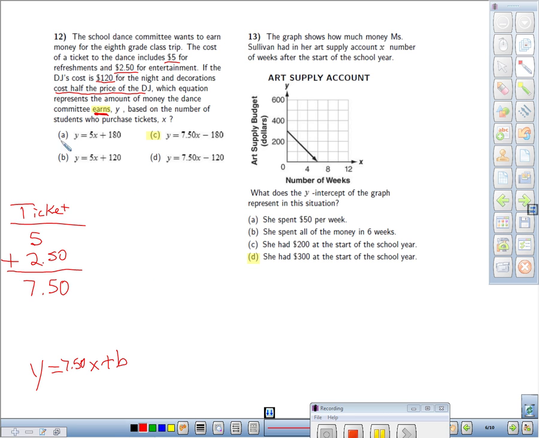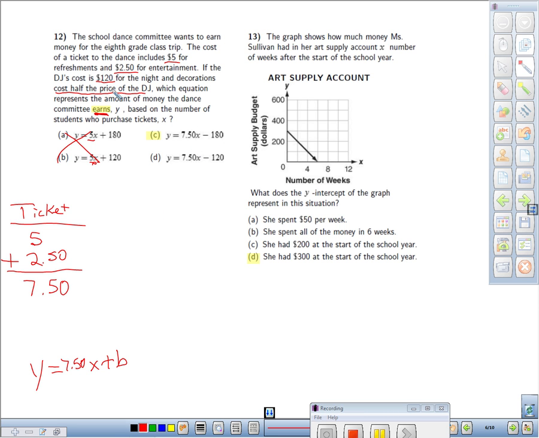Well, let's look. A has a slope of 5. B has a slope of 5. We don't have slopes of 5. We have a slope of 7.50. So that leaves C or D as our only option. Well, now we need to figure out the intercept, because notice the intercepts are different here. The slopes are the same. So at this point, you've got a 50-50 shot of guessing right. Let's continue. We've got to figure out that intercept.